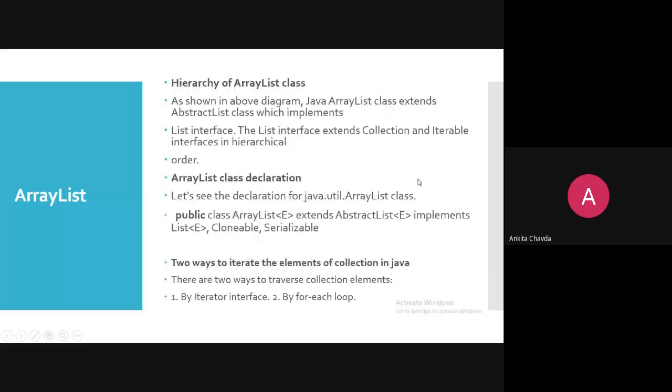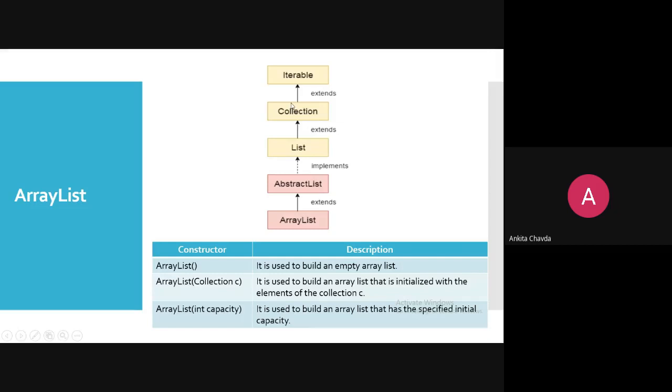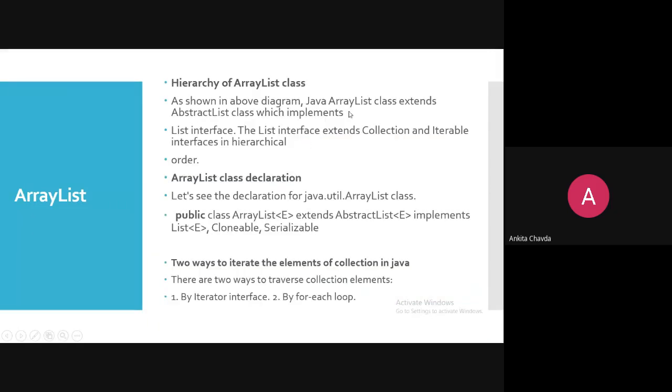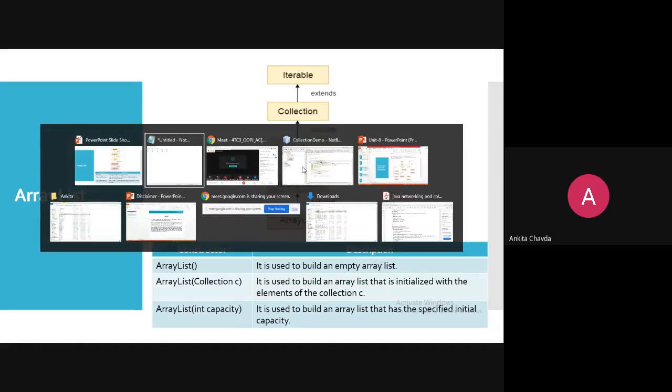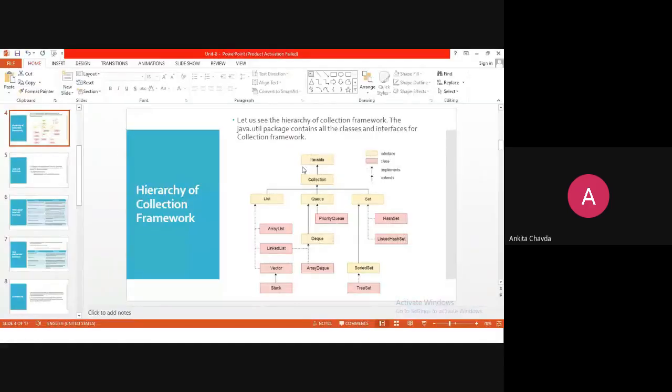So what is the hierarchy of the ArrayList class, as shown in the diagram here? The Java ArrayList class extends the AbstractList class, which implements the List interface. The List interface extends the Collection and Iterable interfaces in hierarchical order, right? Here is List, Collection, Iterable. They are in the hierarchy.